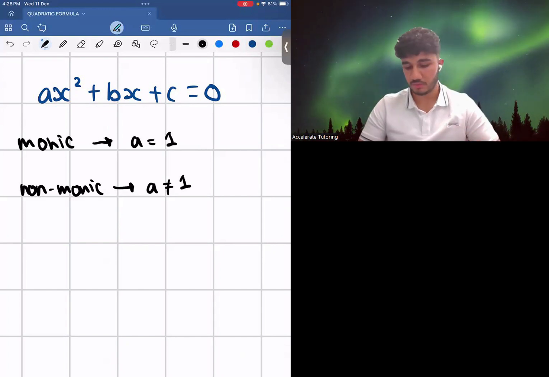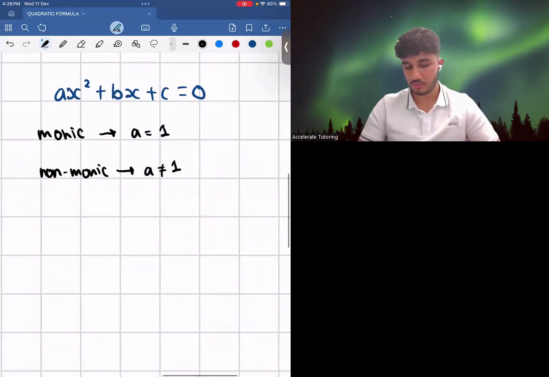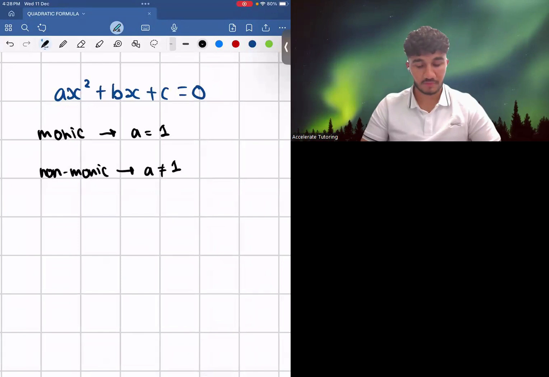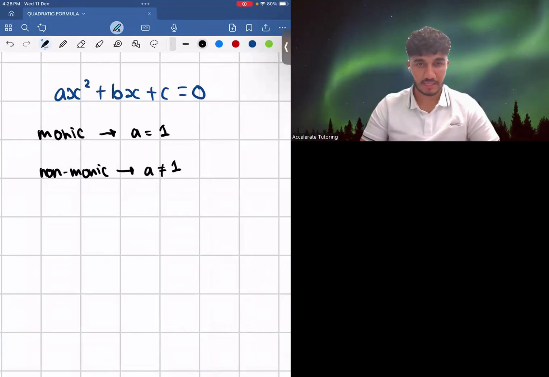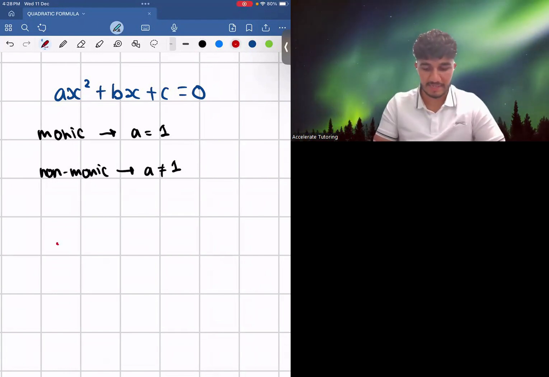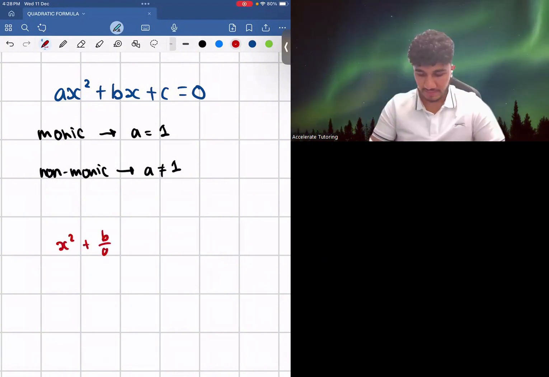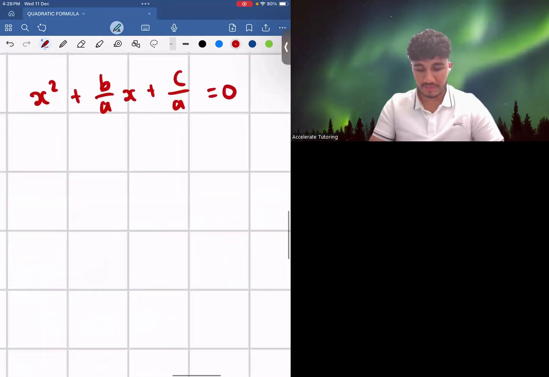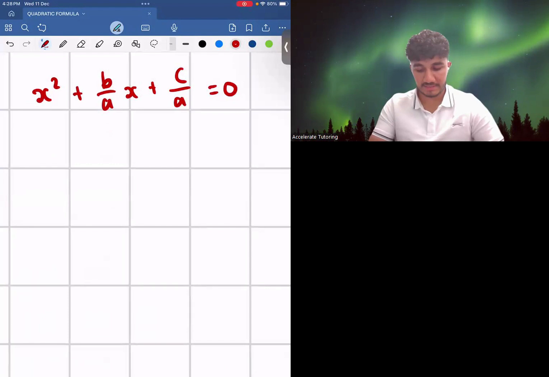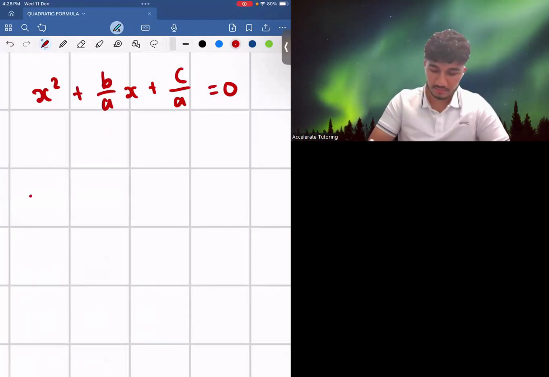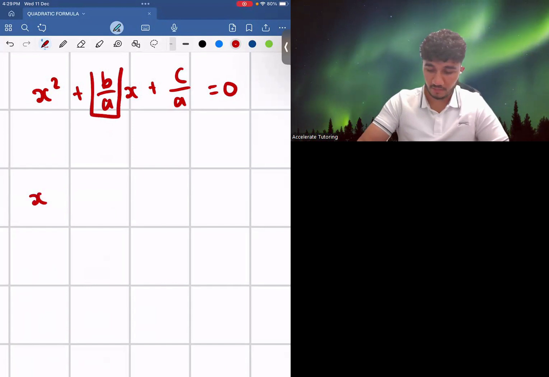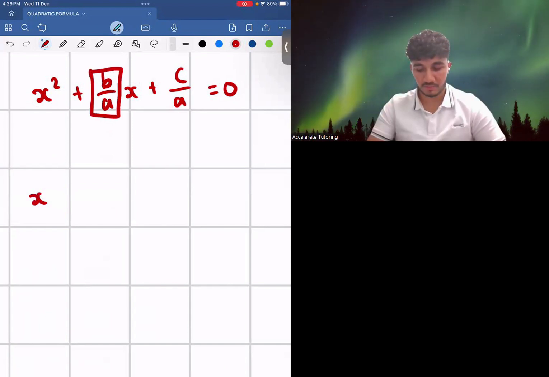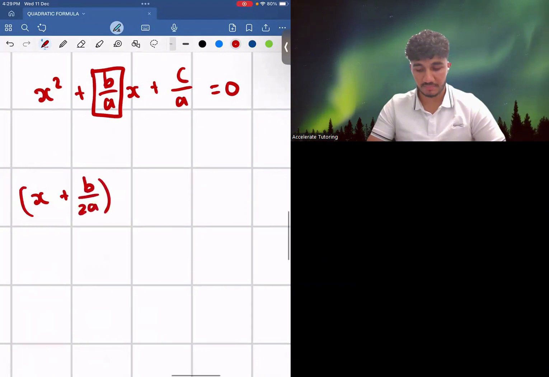So it could be -1, 2, 3, 4, so forth. Now, in the method of completing the square, the first thing we do is we want to make the quadratic equation a monic equation. So how do we do that? We divide everything by a, so we get x squared plus b over a x plus c over a is equal to 0. Now, the next step is we want to make a complete square pairing. How we do that is we take half of our current x coefficient, which is b over a, and we divide that by 2. So we get b over 2a, and that is our perfect square.